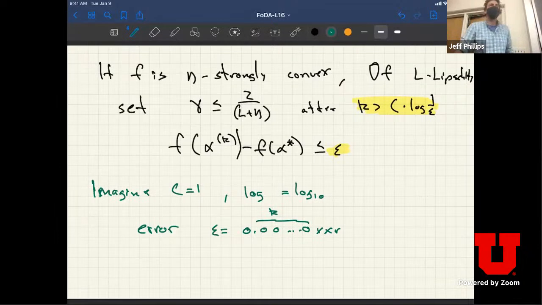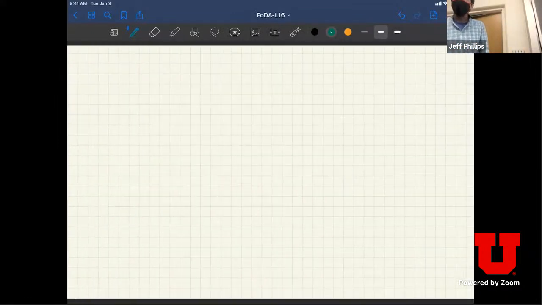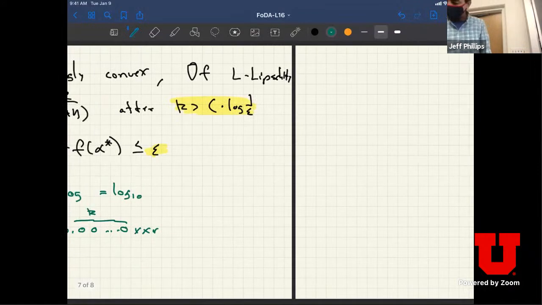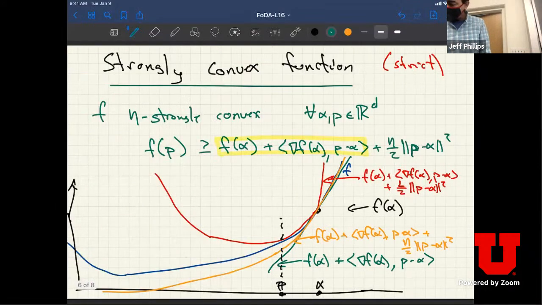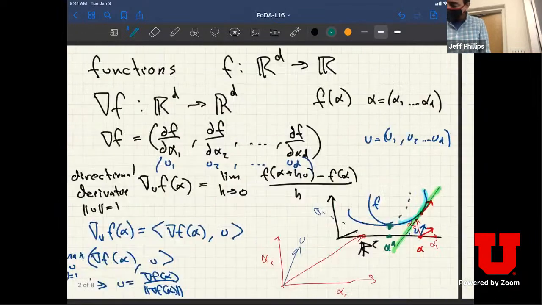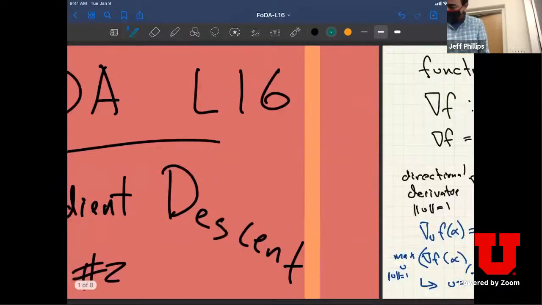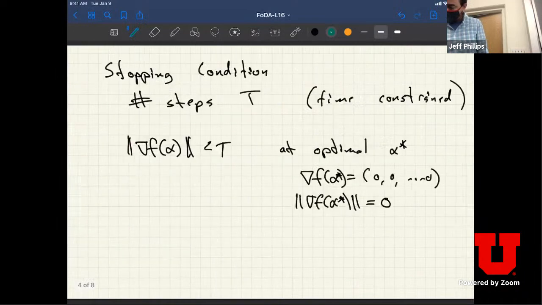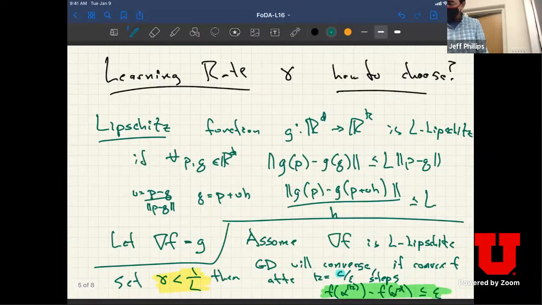Yeah. It's a little tricky because we introduced it. Great. So we introduced this. Where do we introduce the Lipschitz function? Here. Great. We introduced it for this function g.